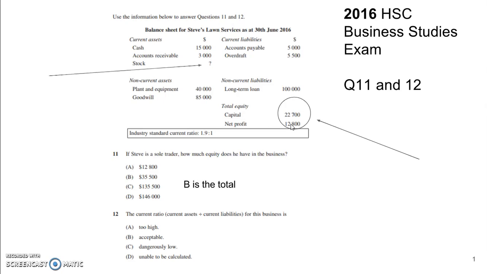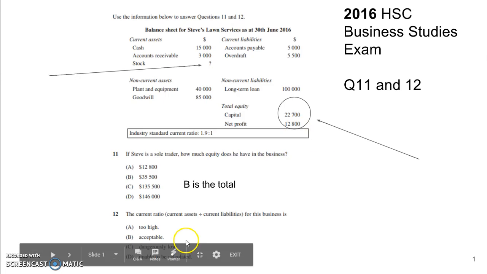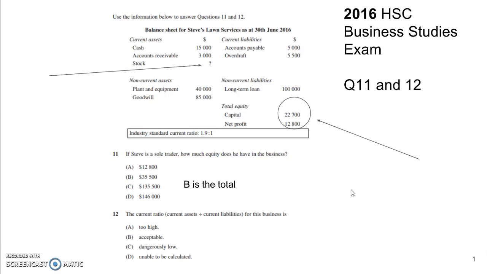The next step's a little bit more tricky. We're going to have to actually now find the missing pieces of the balance sheet, starting with the stock. So coming into question 12, the current ratio is given for us on the page. For this business, is the current ratio too high, acceptable, dangerously low, or just unable to be calculated? In this situation, it can be calculated. We are given enough information, but we are going to have to fill in the blanks. How do we do it?